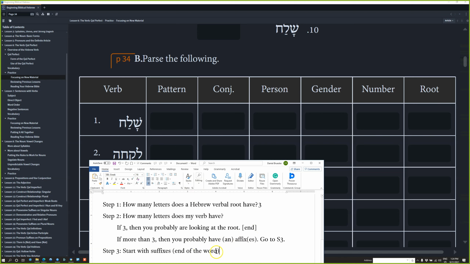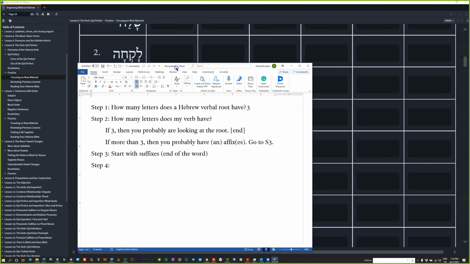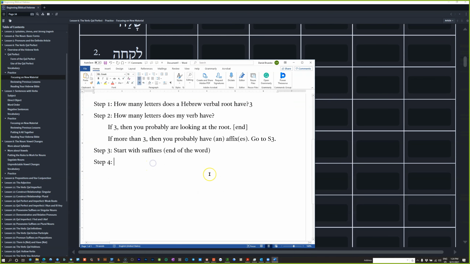Start with the suffixes. Go to the end of the word. Let's ask this question. In this particular one, the question is going to differ depending on the suffix that you're looking at. Let's just move all this up here. In this particular one, what forms, or we could say conjugations of a verb, have a hey suffix?